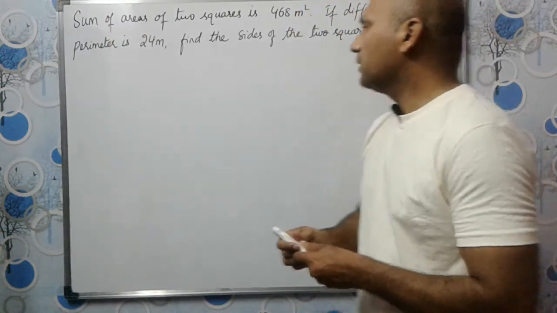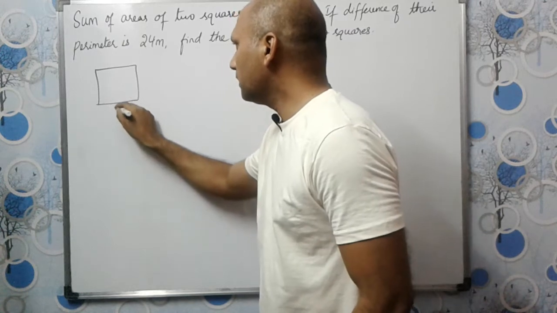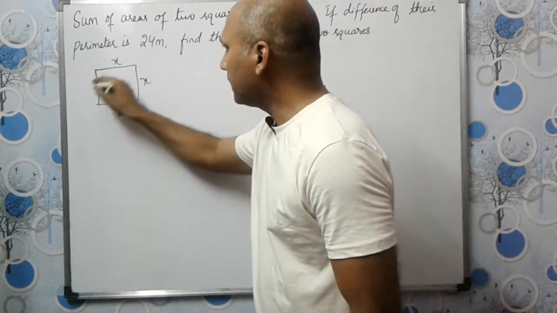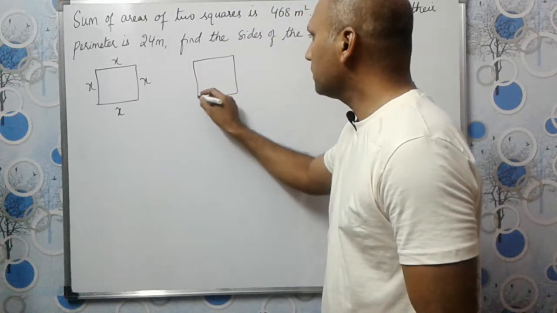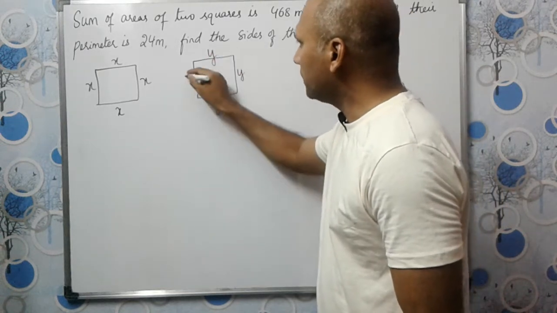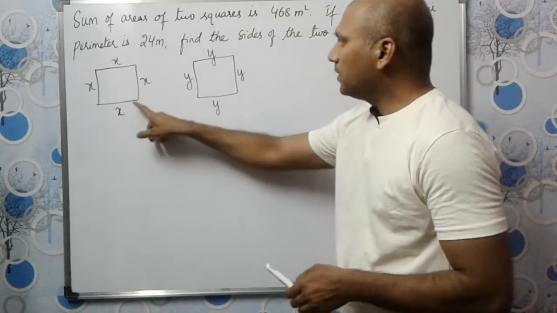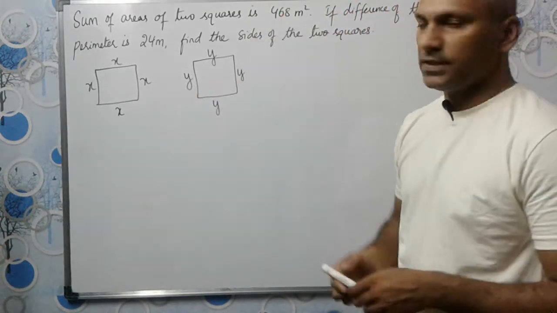Suppose this is the first square, let the side be x. So each side will be x, and let this be the second square, let the side be y. So each side will be y. Area of this plus area of this is equal to 468, given.